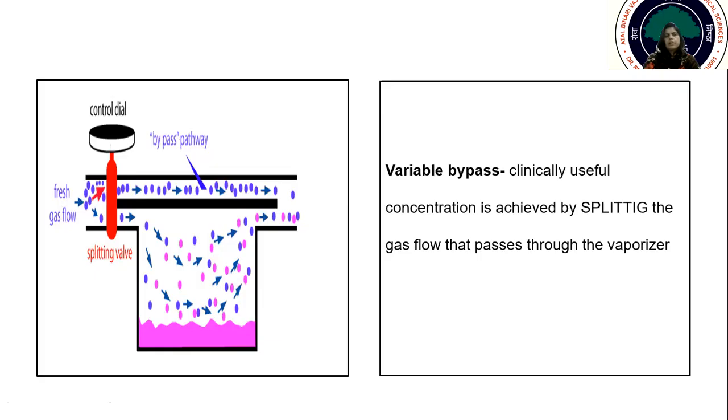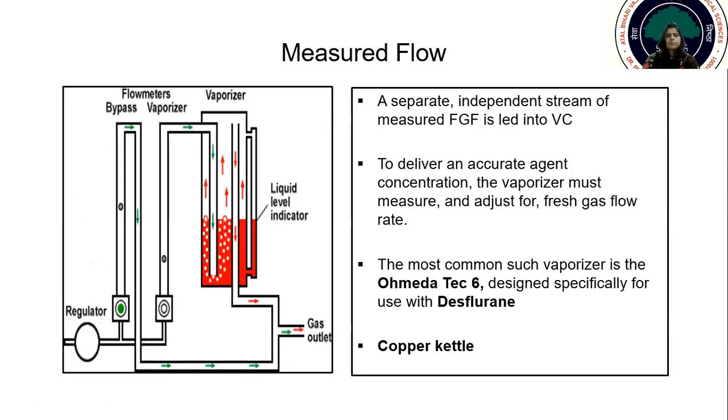As we talked about earlier, the splitting ratio depends on the control dial setting and the saturated vapor pressure of the inhalational agent. So this is the concept of the variable bypass vaporizer.